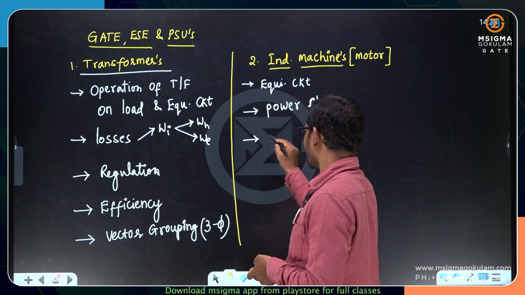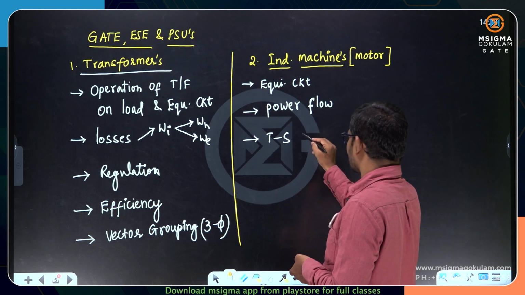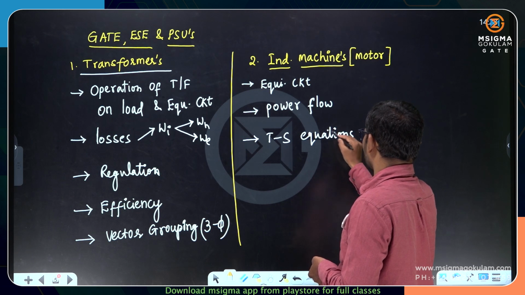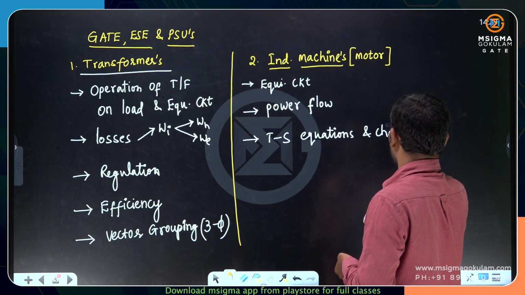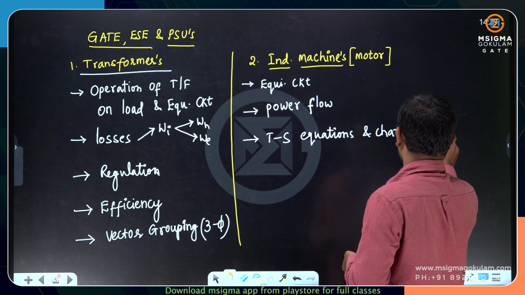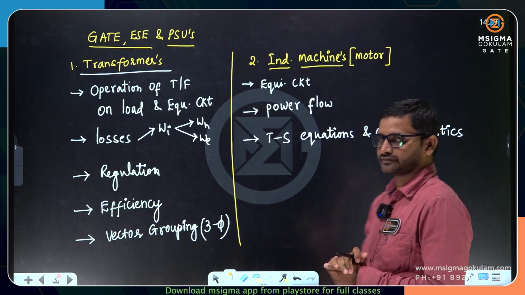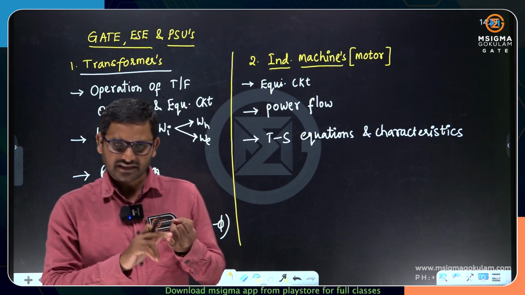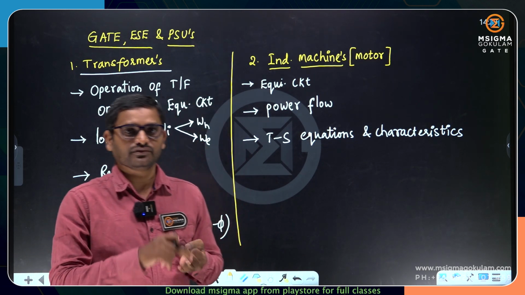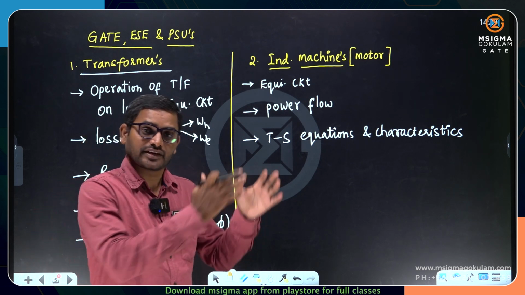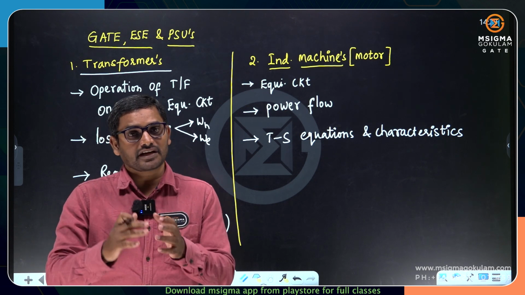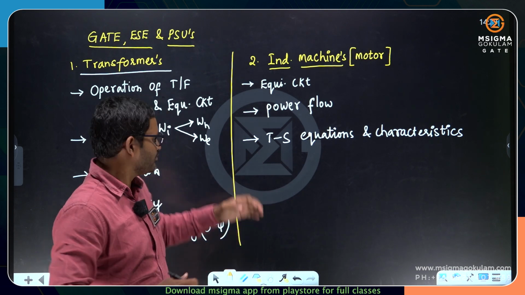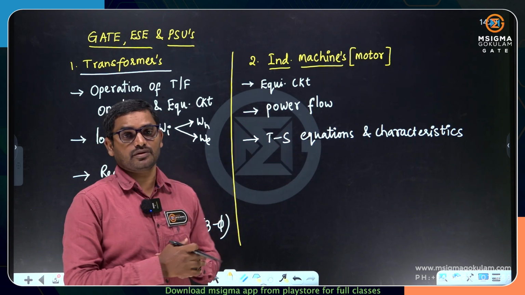After this, the very important area is torque slip equations and characteristics. This is a very important area. Every year one question will be there in the GATE examination. They will be asking about starting torque value or maximum torque value, full load torque value, or else slip corresponding to starting, slip corresponding to maximum torque, slip corresponding to full load torque, and the speeds corresponding to full load, speeds corresponding to maximum torque. Many questions are there in this subtopic.